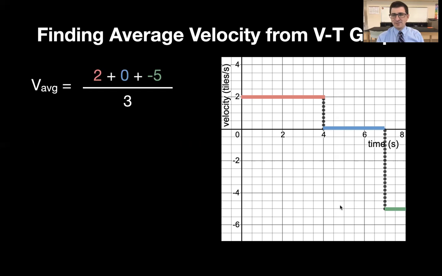So we can try to use the same thing here, as we have velocities of 2, 0, and -5. So we're going to take those three velocities and then add them together and divide by 3. If we do the math on that, we get an average velocity of -1 tiles per second.